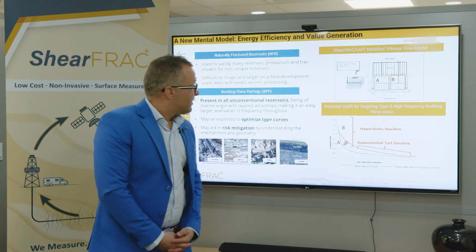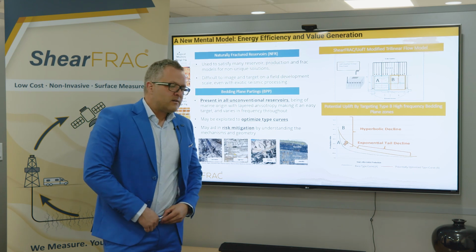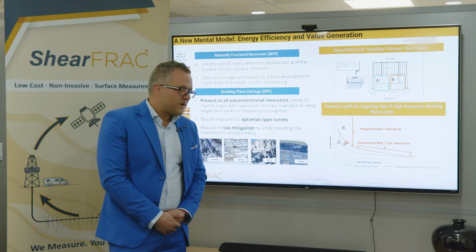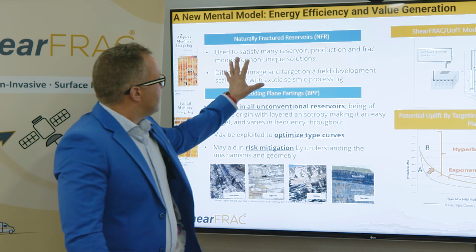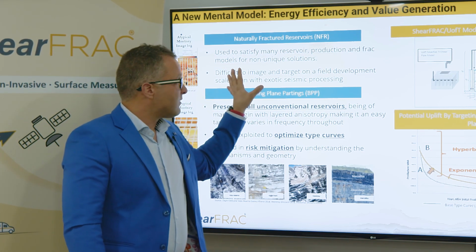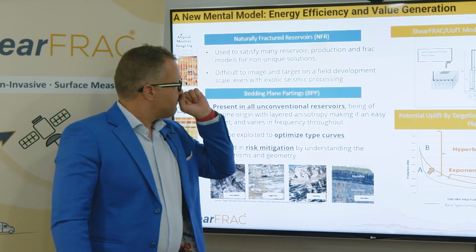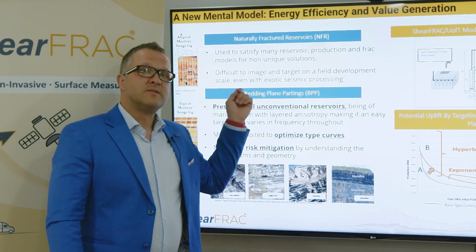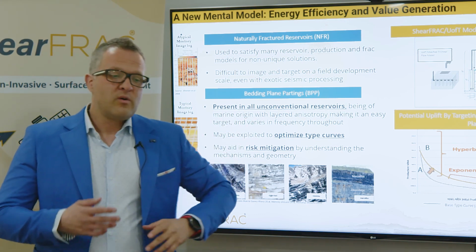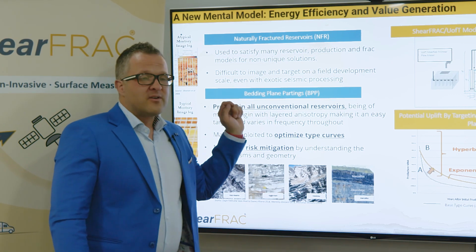If we open up our mind and have a new mental model, and I'm not saying this is the end all, but a portion of opening your mind. The naturally fractured reservoir, which is required in rate transient analysis, trilinear flow, you can see it satisfies many reservoir production frac models for non-unique solutions. You just dial up that natural fractured component and that will production match your well. It unfortunately is very difficult to image.